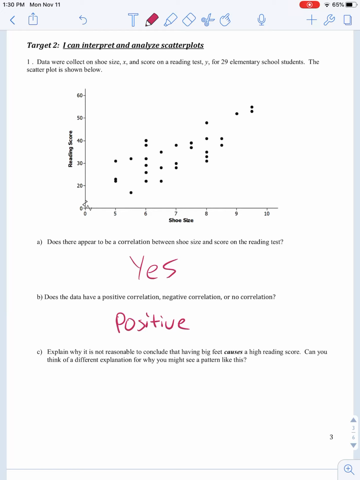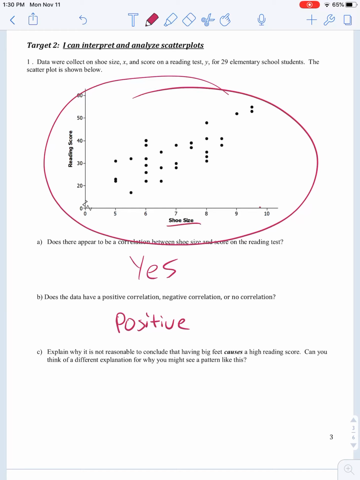And then C says, what reason could there be to see a correlation like this? Do you really think people with bigger feet are smarter or able to read better? Another correlation that you might realize, or a cause for why this would be happening, would be the fact that the older you are, the larger your shoe size. So you get smarter as you get older and your shoes get bigger. So somebody might interpret this table as saying, oh, people with bigger feet have higher reading scores. But that's just because they're getting older.